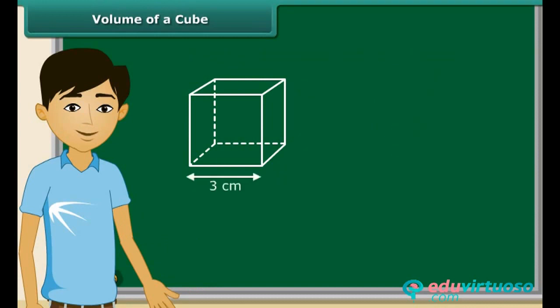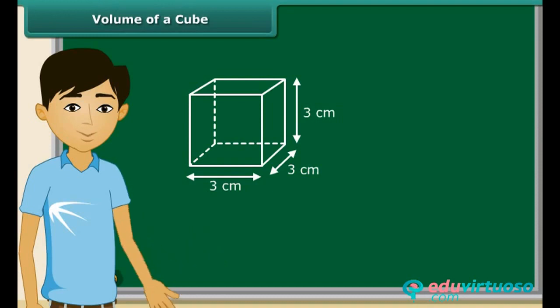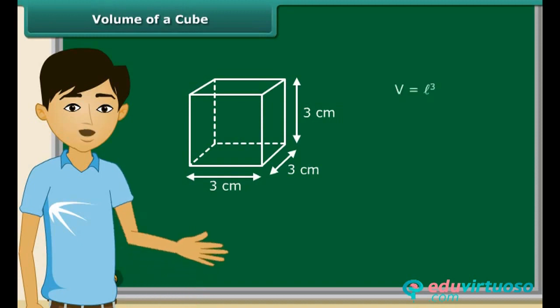Alright, let's take a look at an example. Here we have a cube having length of each side equal to 3 centimeters. Let us find its volume. To solve this, we need to use the formula V equals L cube. Now, since we know the length of each side of this cube is 3 centimeters, we can substitute L with 3.